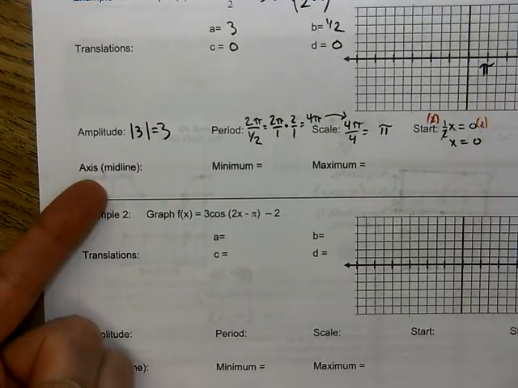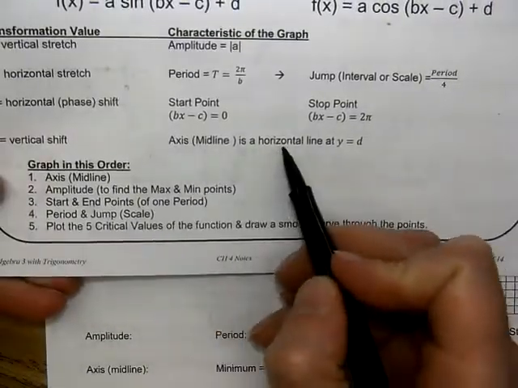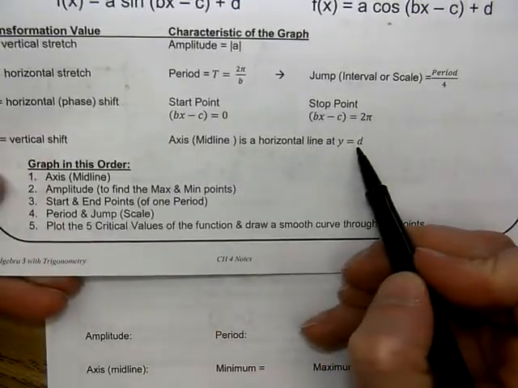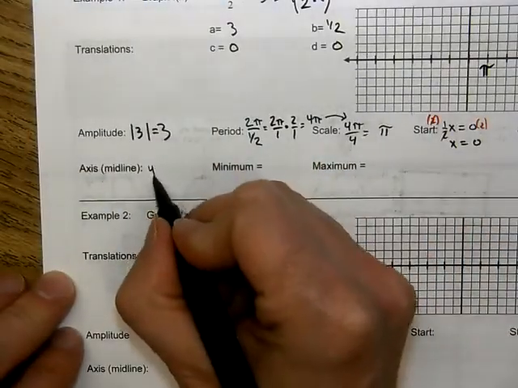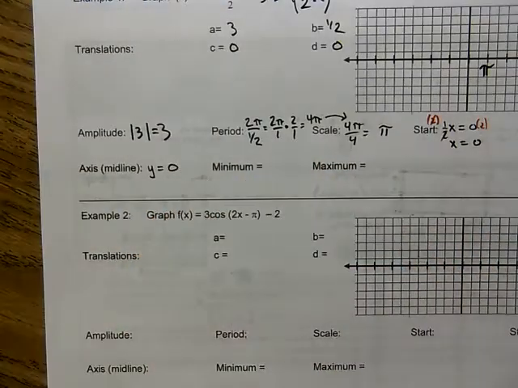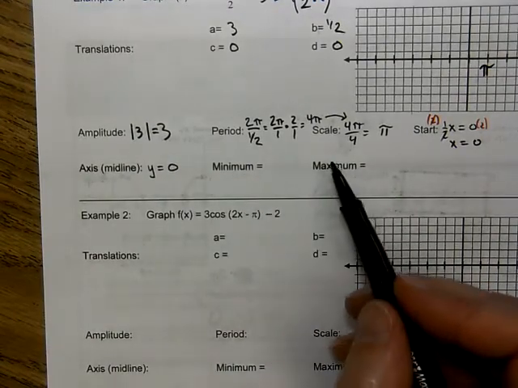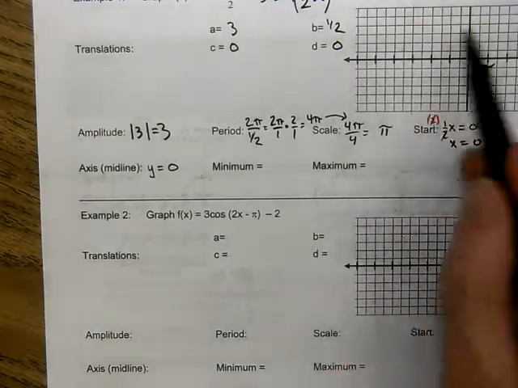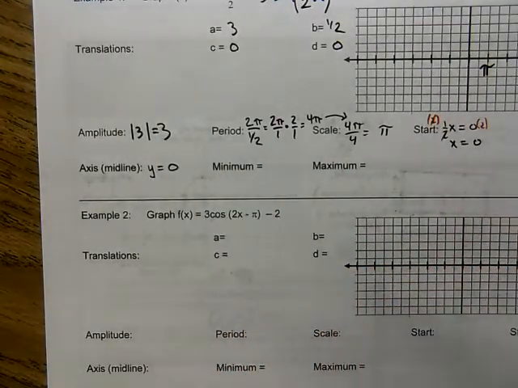Lastly, we're looking at the axis. And so again, that axis, or that midline, is a horizontal line at y equals some number, the value of d. In this case, our d is 0. So y equals 0 means there's no shift up or down. I know there's a minimum and a maximum here, but I'll fill those out later. We don't really need those in terms of graphing it, meaning what we have so far is enough to draw the box, the boundaries, and then we'll fit the curve in there.